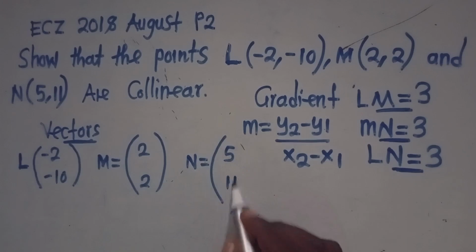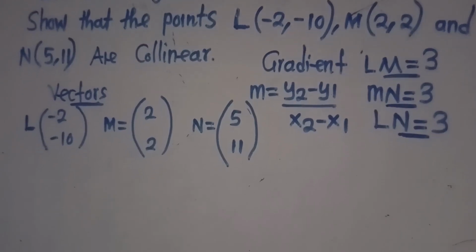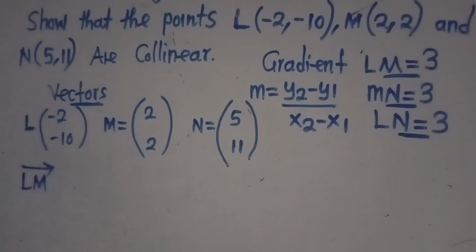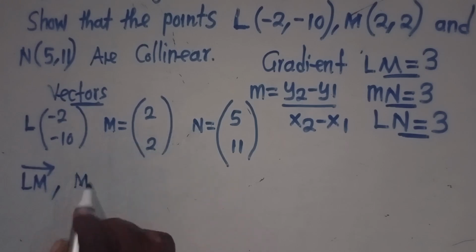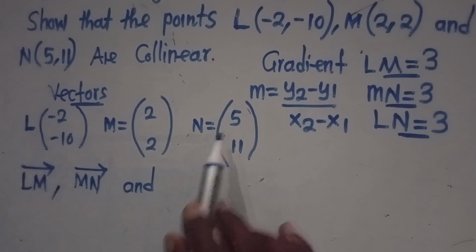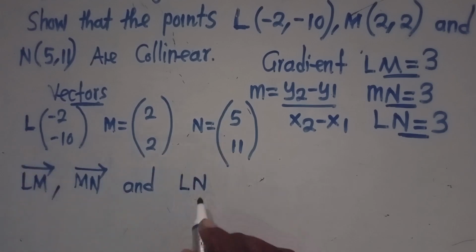N is (5, 11). So for us to show that these points are collinear, we are going to find vector LM. This is the vector we are going to find. Aside from finding this one, we will also find MN. And the last one that we are going to find is where you get L and N like this. So you find the vector for that one, the vector for that one, even the vector for that one. So this is what we are going to start.